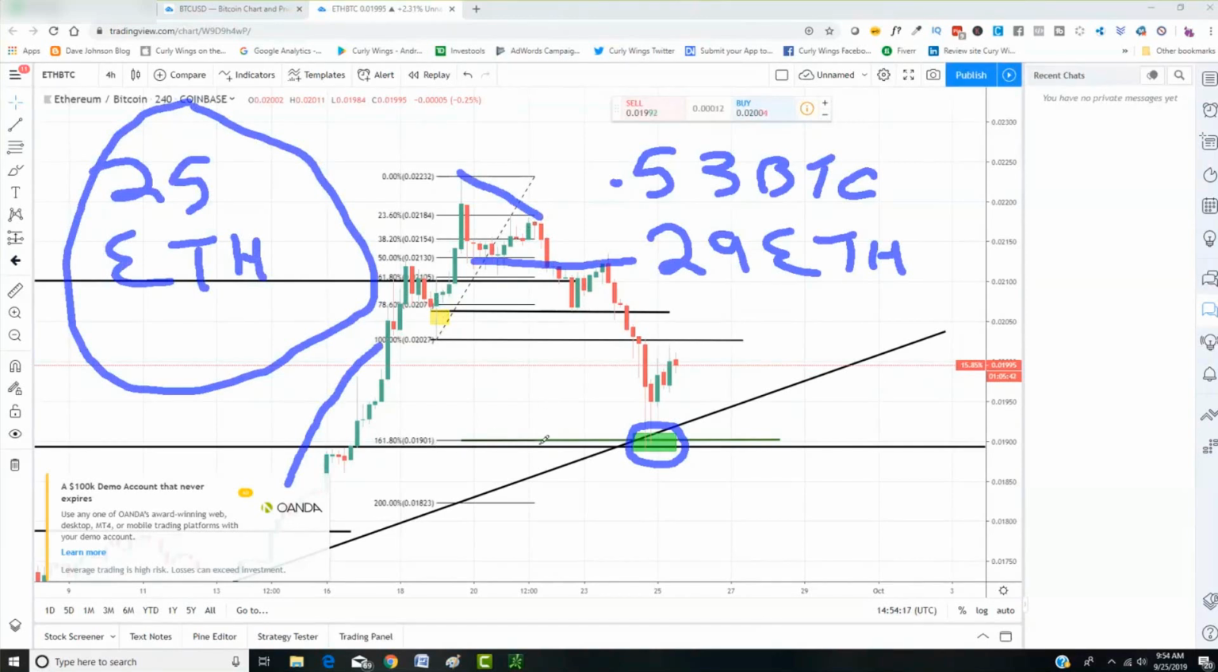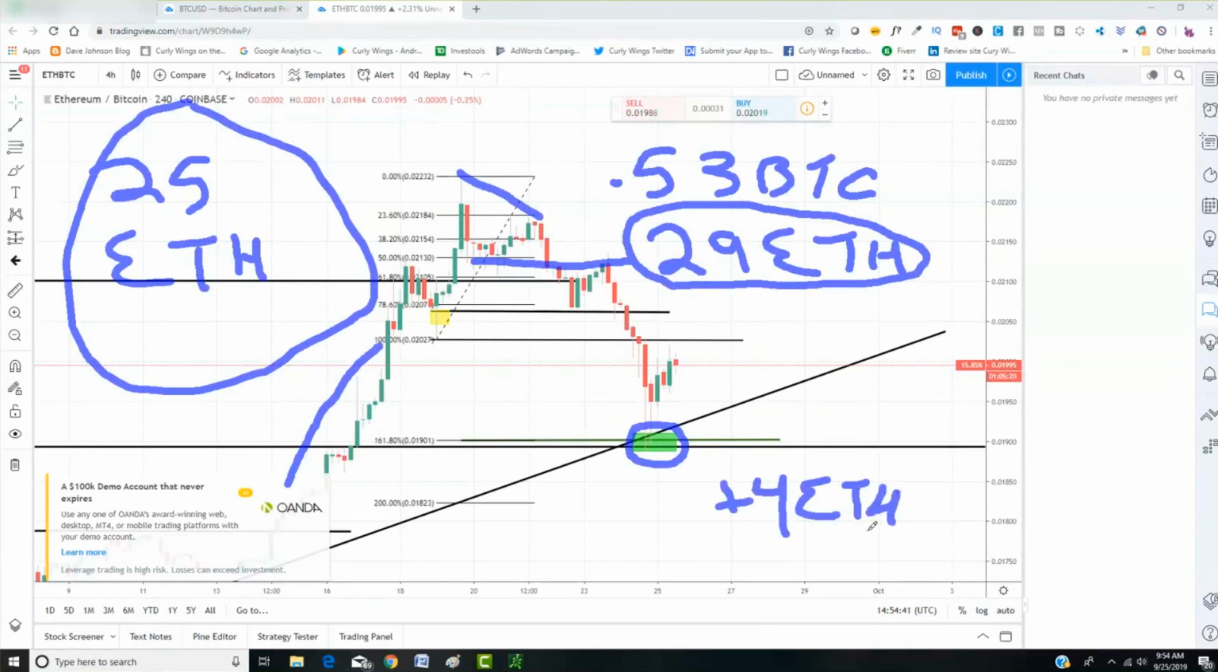I had a support level and a Fibonacci level. I placed a sell limit order down here because if it were to go down, that means Bitcoin would be getting strong. I could buy more Ethereum. So now I got 29 Ethereum. So what is the net gain? Plus 4 Ethereum. So this is the equivalent of me buying 4 more Ethereum. But I didn't take any money out of my pocket.